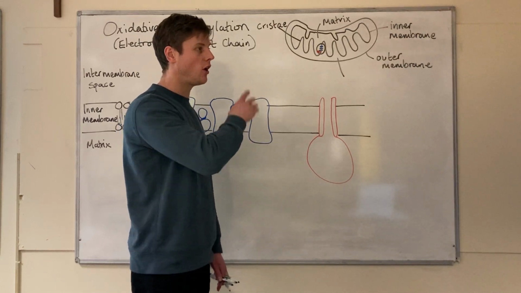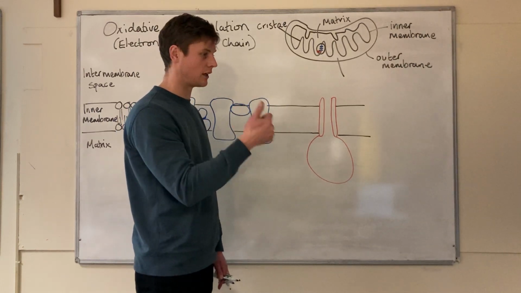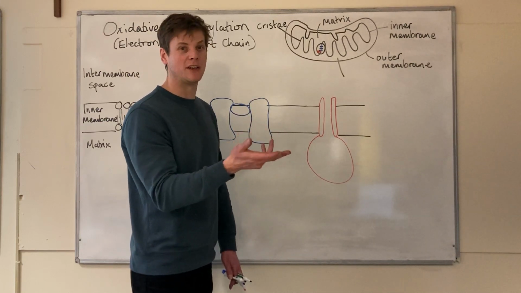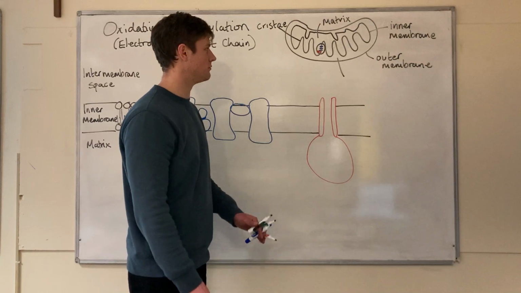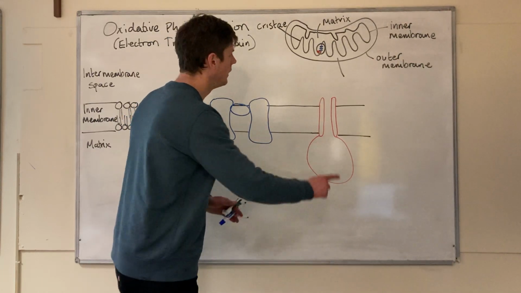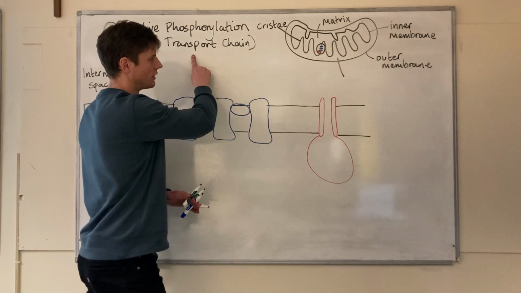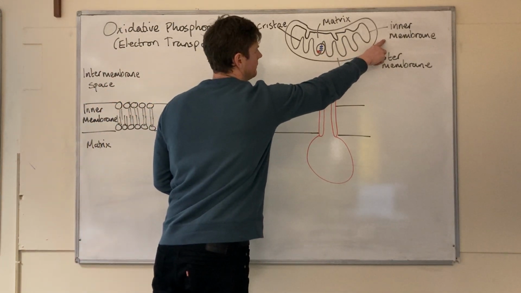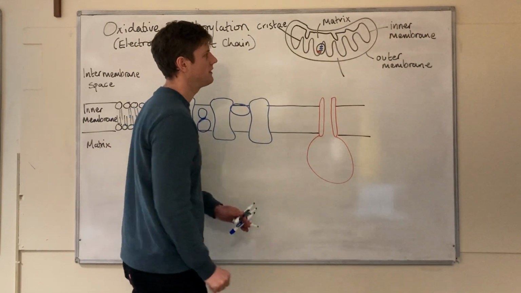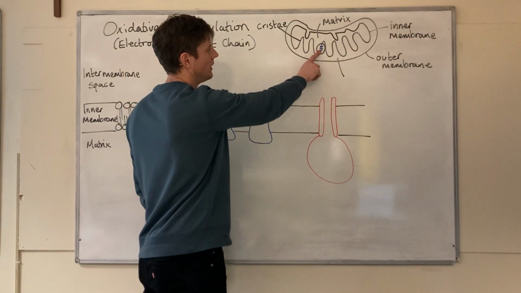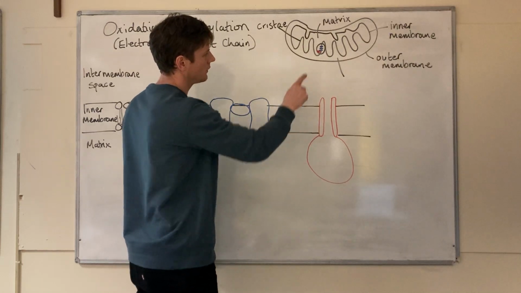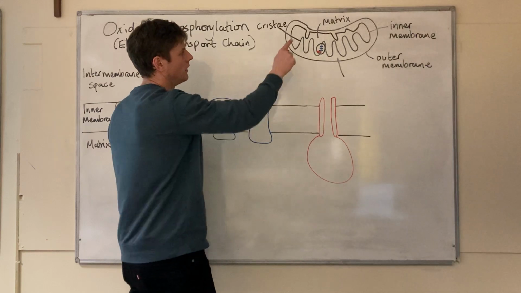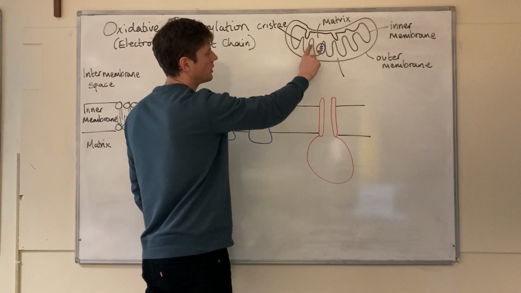So as all of those oxidation reactions take place during glycolysis, link reaction, Krebs cycle, NAD and FAD are reduced as part of those redox reactions. The oxidative phosphorylation takes place across the inner membrane. So on these cristae, what we find are a number of proteins that I'll explain in a bit more detail. So it happens across that membrane.